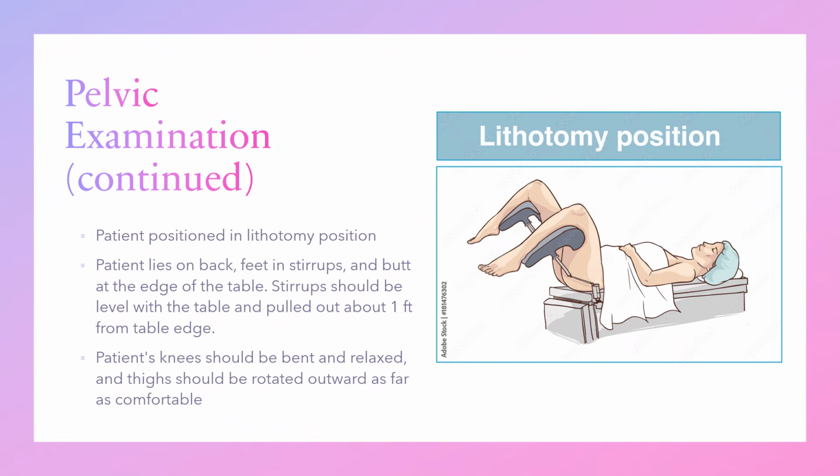For the pelvic examination, the patient is positioned in the lithotomy position. So the patient is going to lie on the table on her back with her feet in the stirrups and her butt at the bottom edge of the table. The stirrups should be level with the examining table and pulled out about 1 foot from the edge of the table. The patient's knees should be bent and relaxed, and her thighs should be rotated outward as far as comfortable. This position helps relax the vulva and perineum and facilitates insertion of the vaginal speculum.